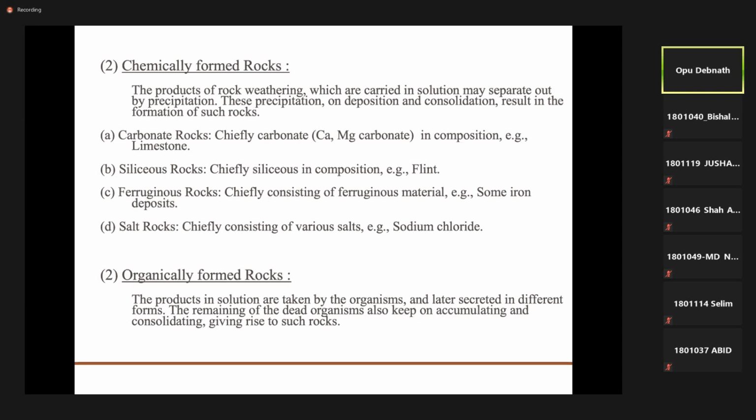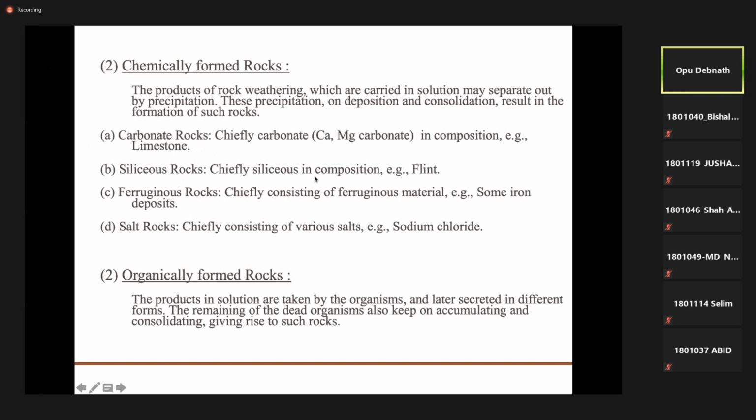So in those cases sometimes chemical interaction occurs, and if the water or the deposition portions contain some cementing materials, then self cementation, that means the rock formation, is initiated by chemical action. So these will be called the chemically formed rocks, like the carbonate rocks, siliceous rocks, ferruginous rocks, and the salt rock. So the first one is the carbonate rock.